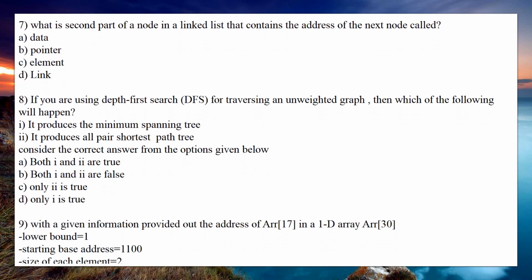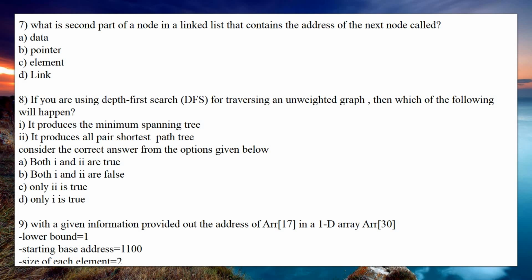So next is the seventh question. What is the second part of a node in a linked list that contains the address of the next node called? Whether it is called data, pointer, element, or link. You cannot say pointer or element in the case of a node of a linked list. So remaining are data and link. Data will also not come. You can say link. So link is the correct answer for the question.